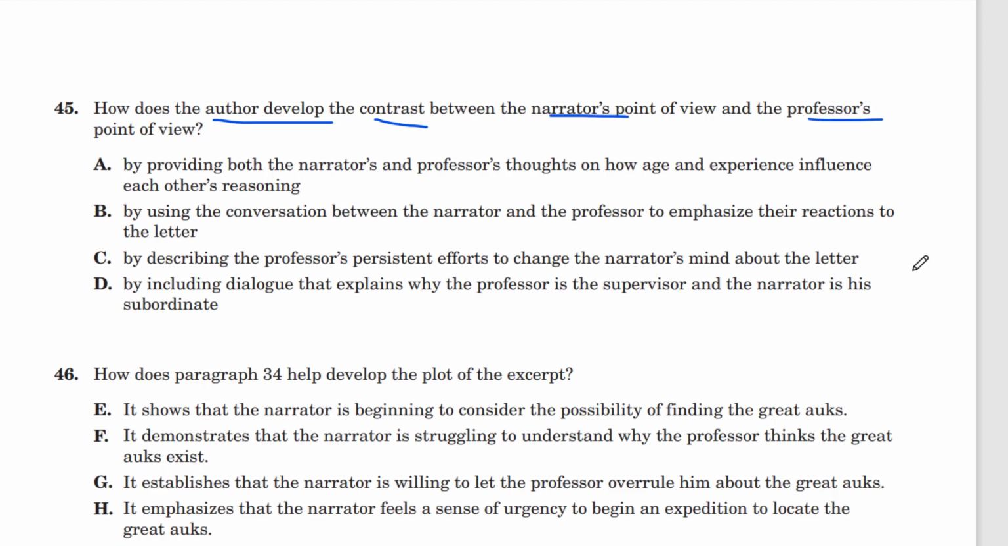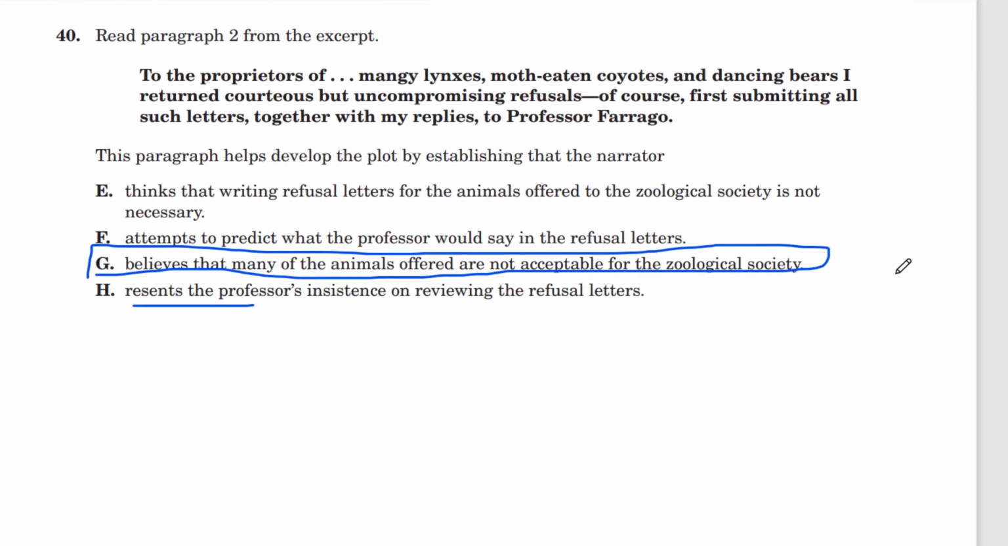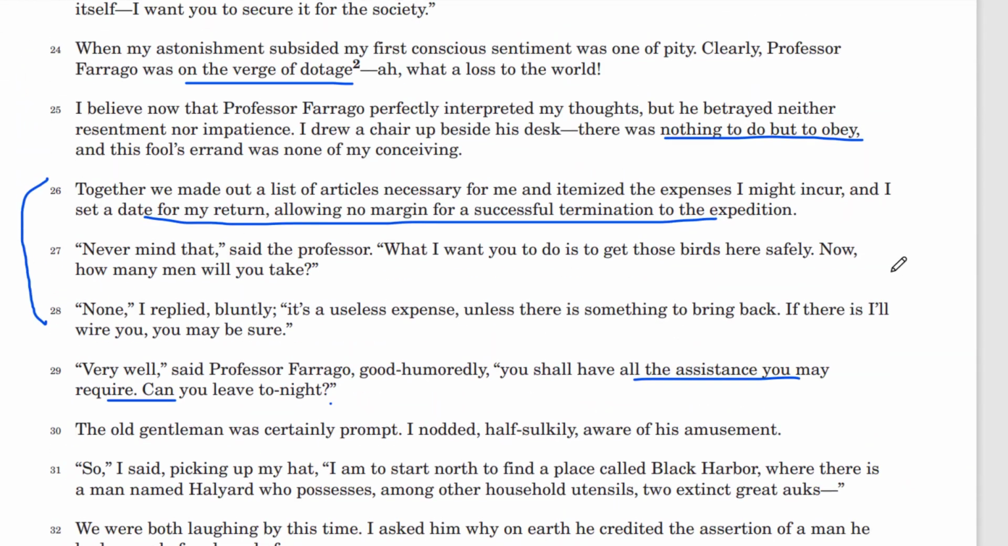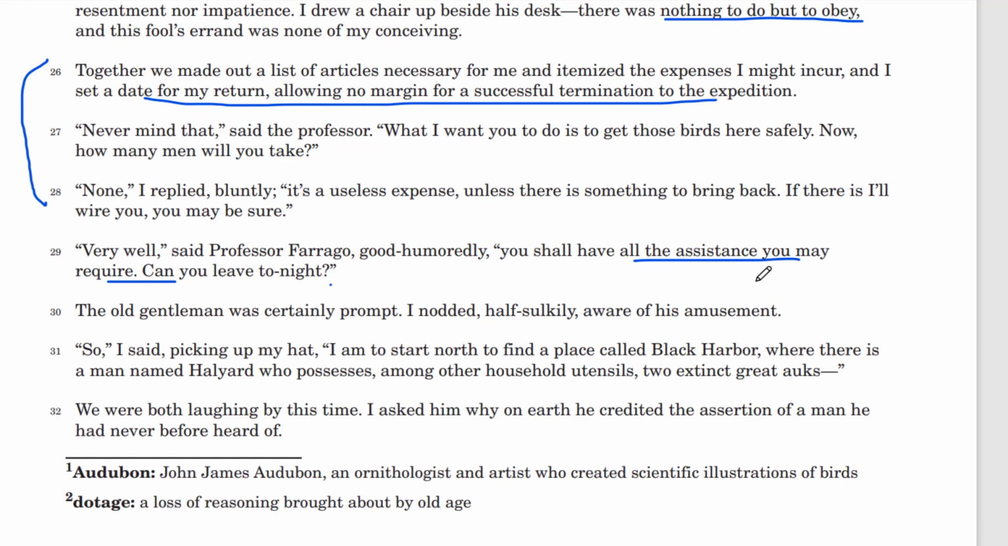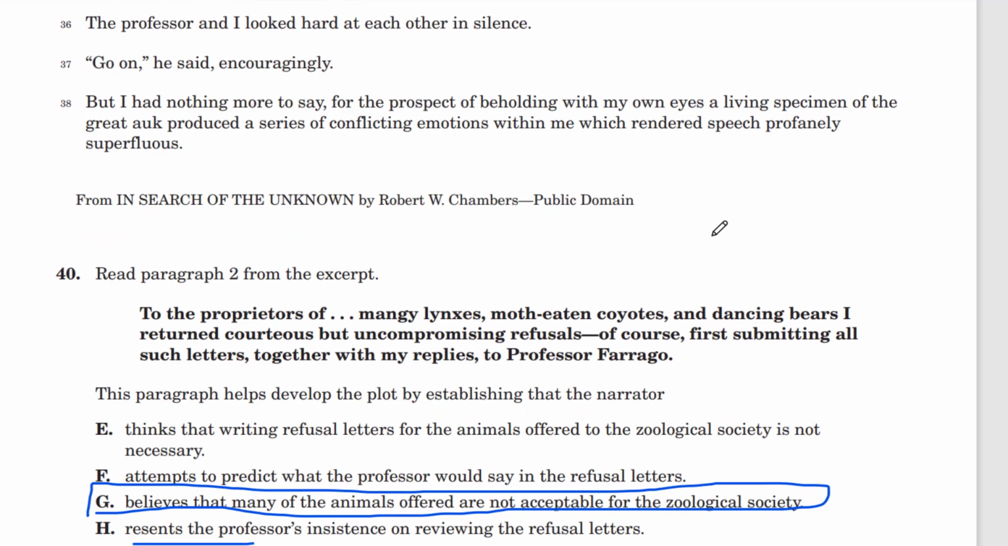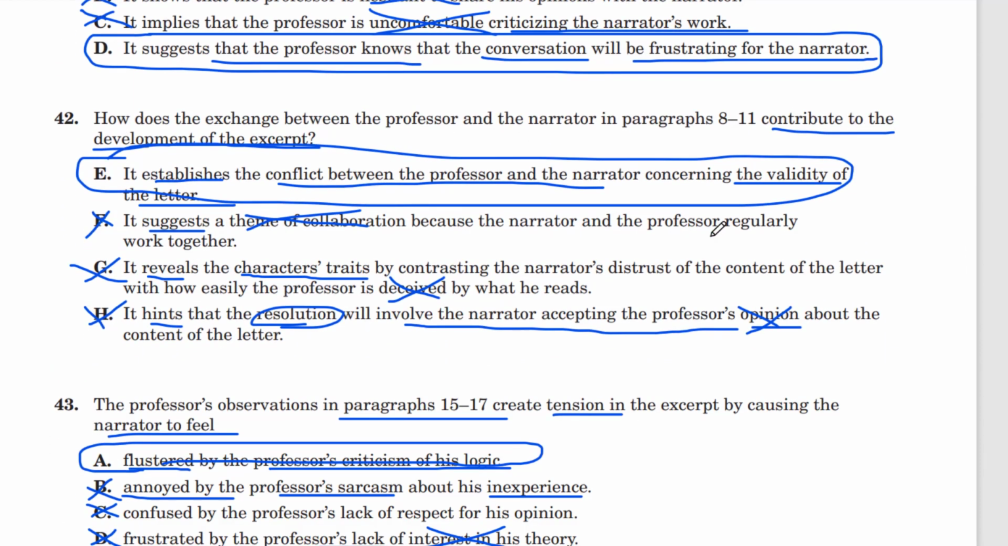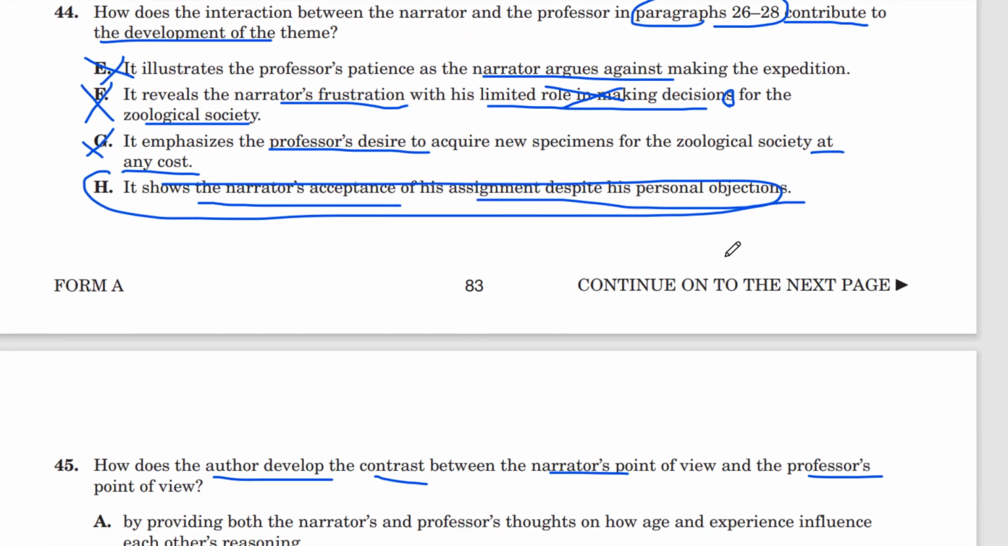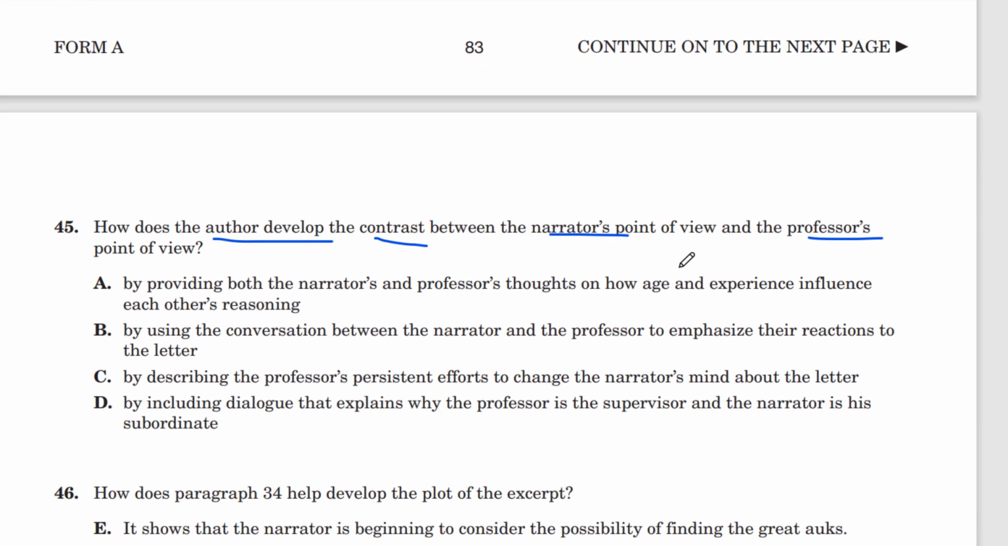Well, I think, again, going back to our reading, it's probably dialogue. The whole passage is basically written as a dialogue, a back and forth, where the narrator expresses his reticence to go look for the aughts, that they can't possibly be correct, and the professor believes it. So I think it's going to be dialogue. Let's take a look at what the answer choices show.